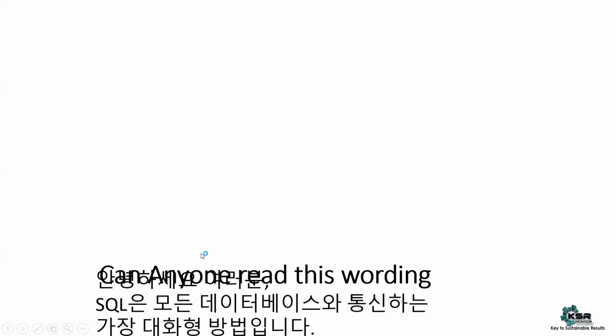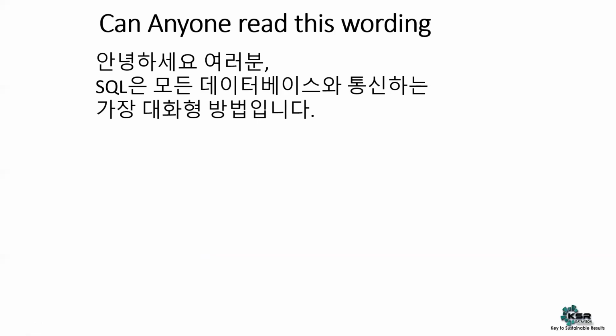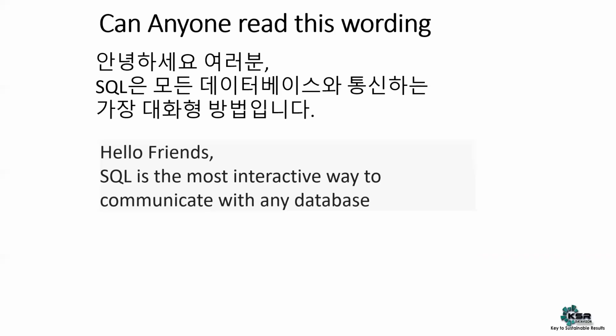Now, if I move ahead, see, can anyone read this? I guess except this word, no one would be able to read it. Why? Because this language is unknown to us. Now, if I take the second piece of information, this is very easy to understand. Why? Because we already know English.